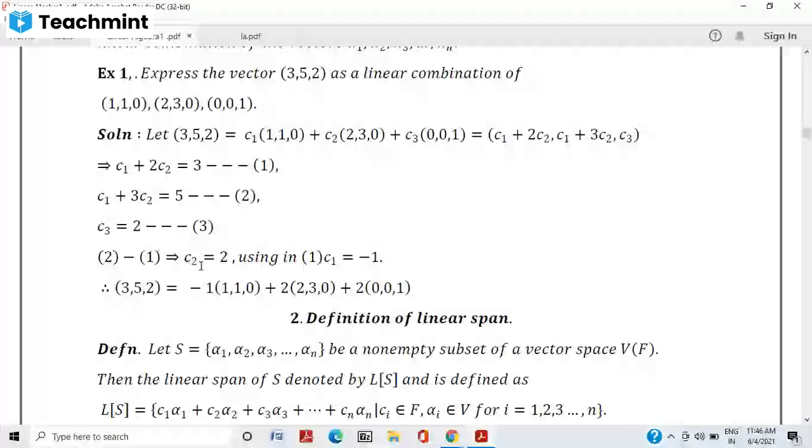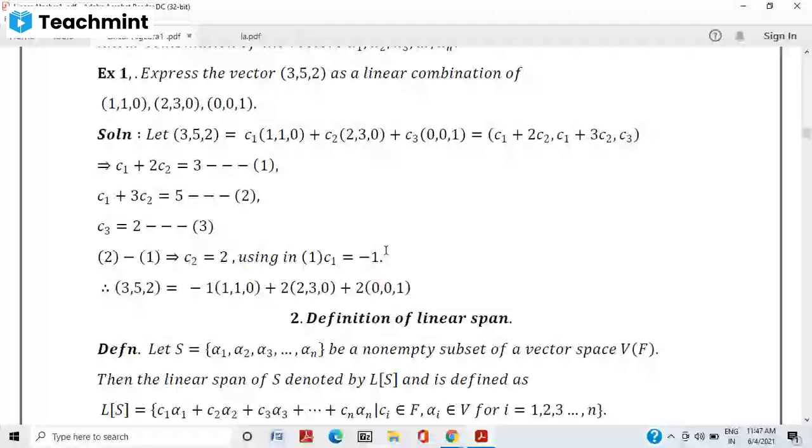We got C3 and C2. Next, what should we find out? C1 we should find out. How do you get C1? C1 is 3 minus 2C2. That means 3 minus 4. Then what is 3 minus 4? 3 minus 4 is minus 1.